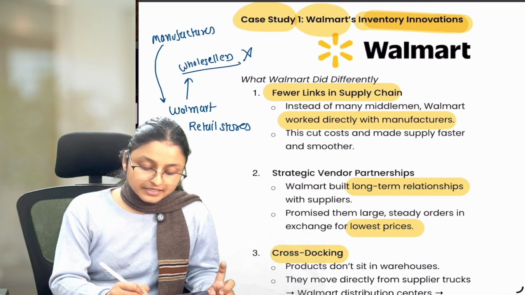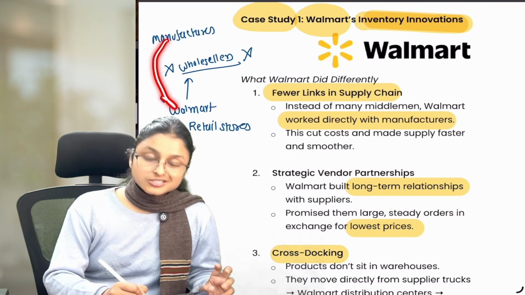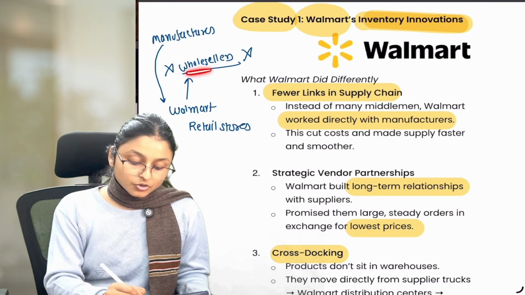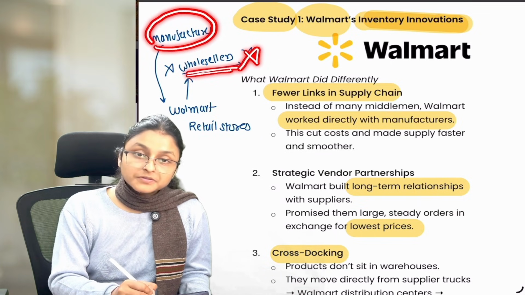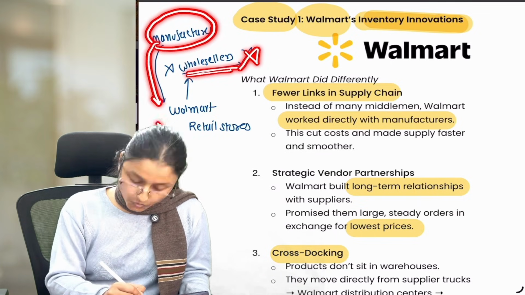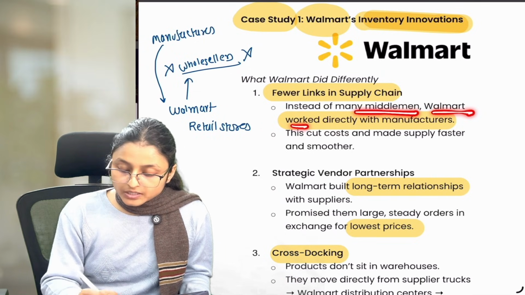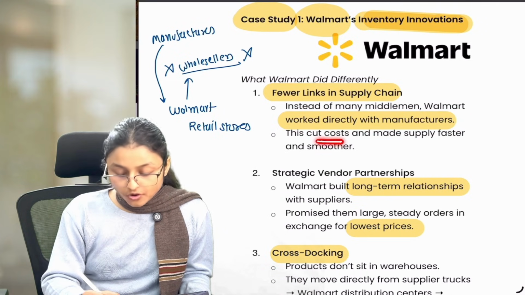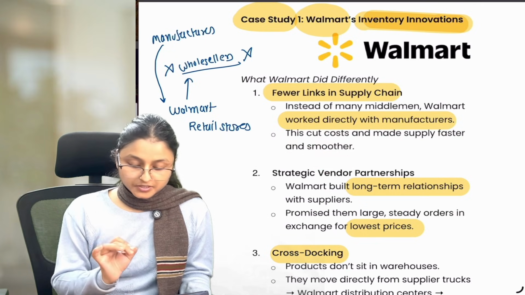So what happens is there is no wholesaler, that means there is no middleman, and the transportation is fast. There is lower cost also because no one else is taking commission in between. You are directly buying from the manufacturer and hence it leads to lower cost. So instead of many middlemen, Walmart worked directly with the manufacturer, and that cut costs and made supply faster and smoother for the customers.